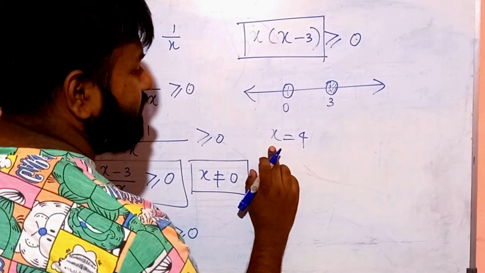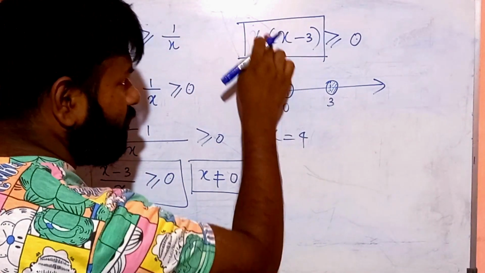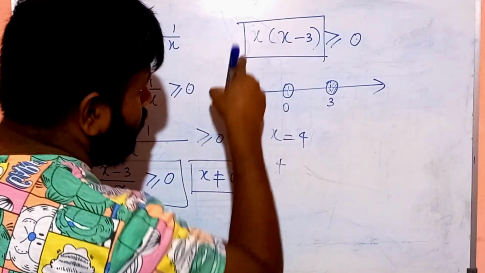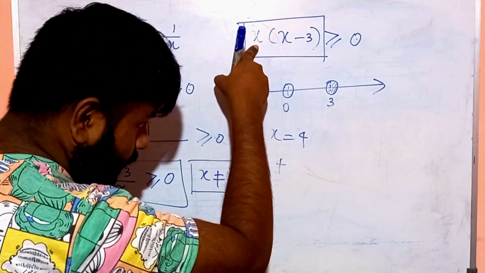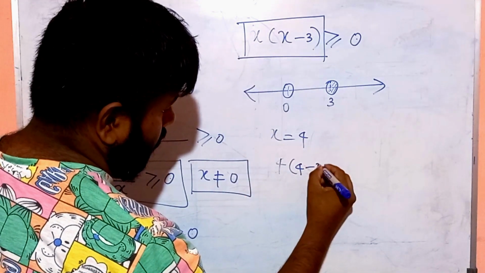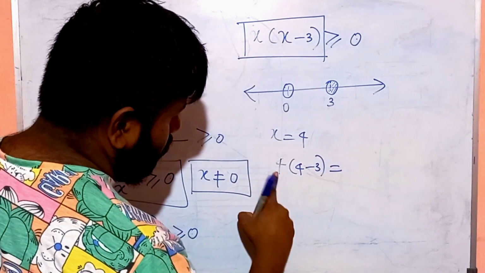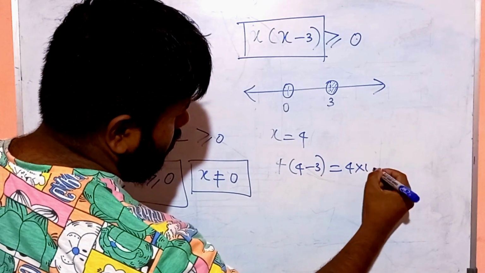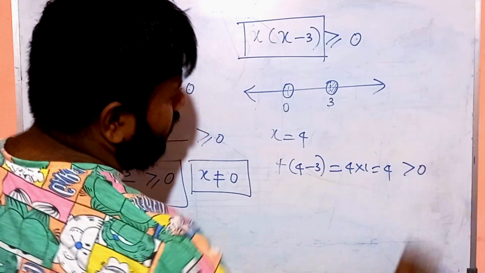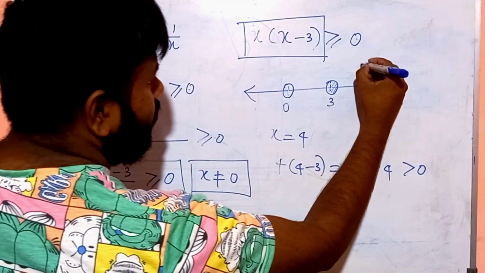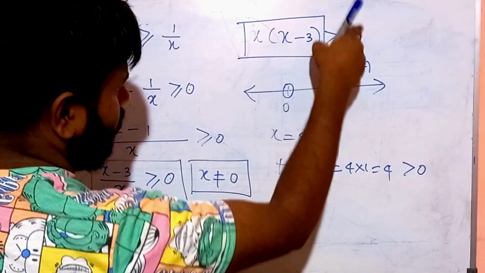So what are those positive regions? When x is equal to 4, substitute 4 here. Instead of x, I'm substituting 4. So 4 times 4 minus 3 is equal to 4 into 1, that is equal to 4. That is greater than 0, which means in this region, this expression is positive.